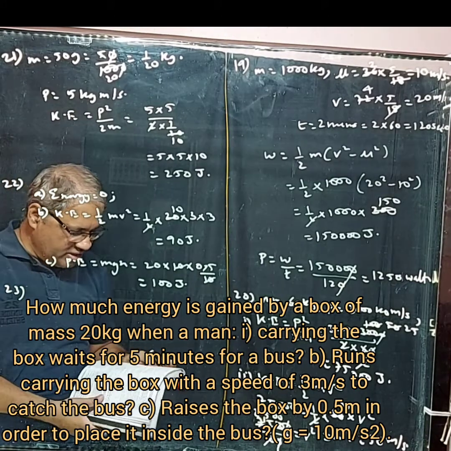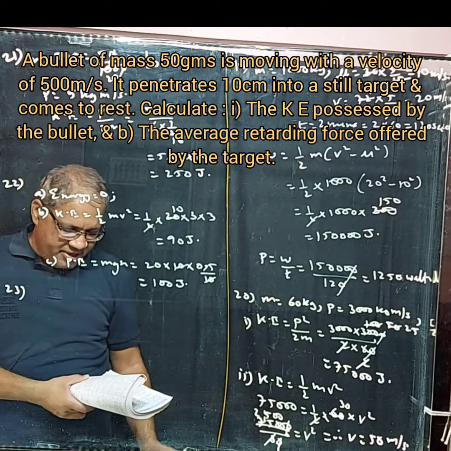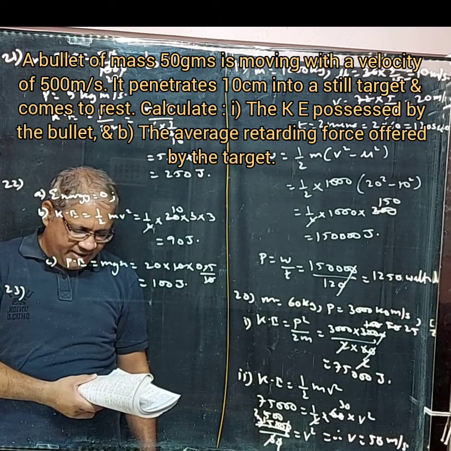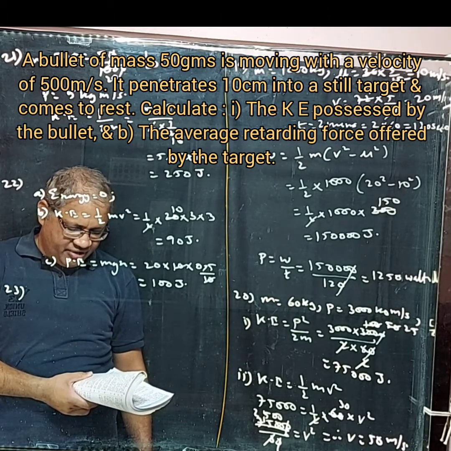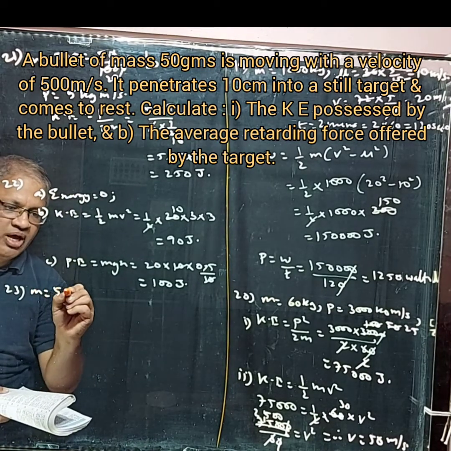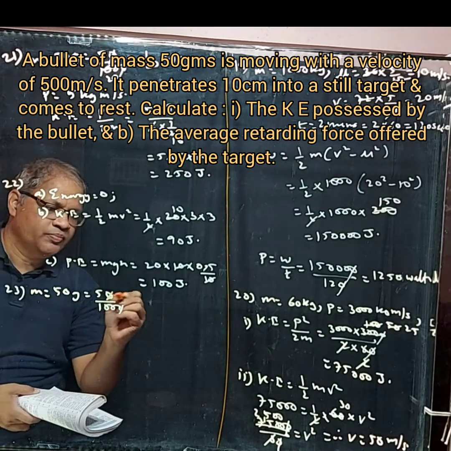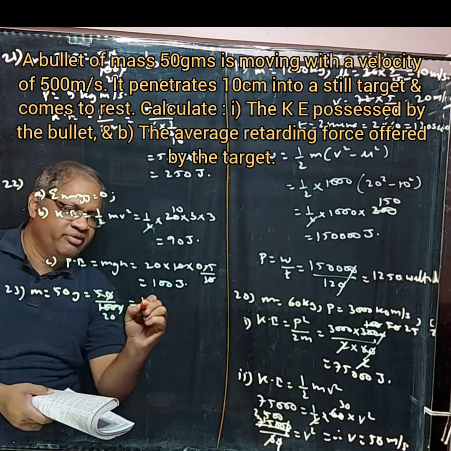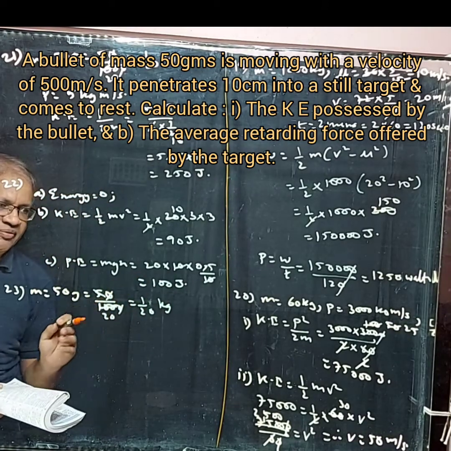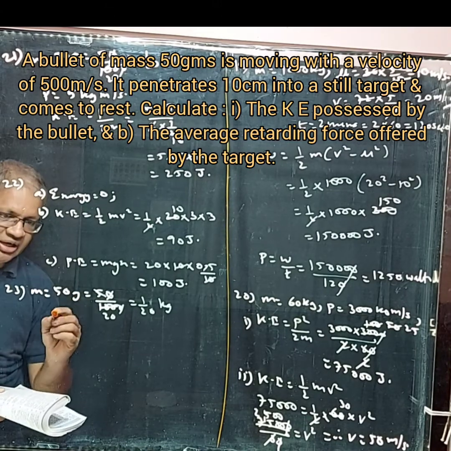Now 23rd sum. A bullet of mass 50 grams is moving with a velocity of 500 meter per second. It penetrates 10 centimeter into a still target and comes to rest. Calculate the kinetic energy and second part, average retarding force. So mass is 50 kg. Mass is 50 grams, sorry. 50 upon 1000. Again 1 by 20 kg. Leave it like that only. We need it for the further calculation. Velocity 500 meter per second.